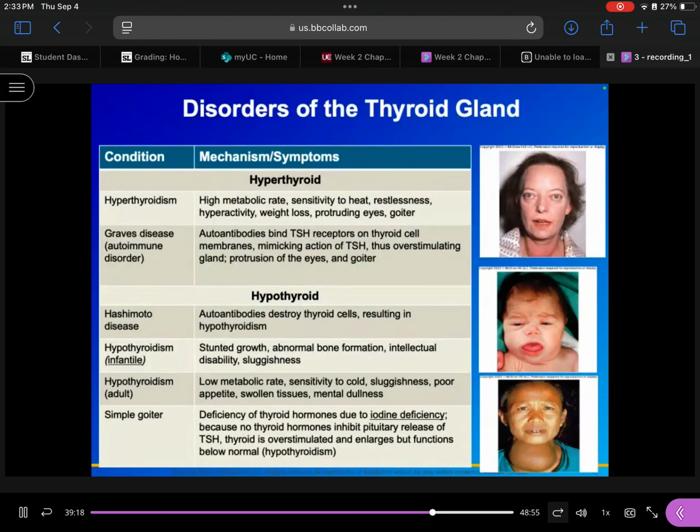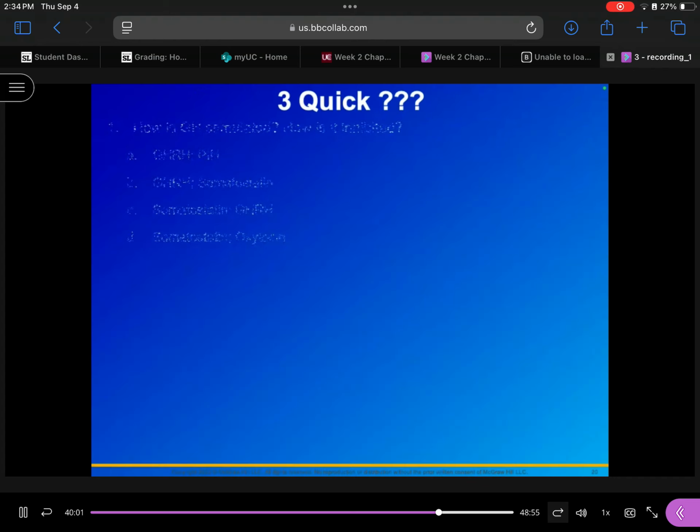And then we have a simple goiter. Now look, remember what I talked about with iodine? So this is a deficiency of the thyroid hormones because there's an iodine deficiency. Remember, iodine is how we're creating T3 and T4. It's what it's binding to. And that's because no thyroid hormones inhibit the pituitary release of TSH. So the thyroid is overstimulated and enlarged, but it functions below normal, hence hypothyroidism. So you can go into a lot more detail about these diseases. I think it's kind of obvious which one goes with which, but that's dealing with unfortunate issues with the thyroid gland.